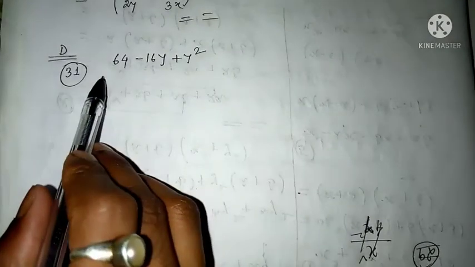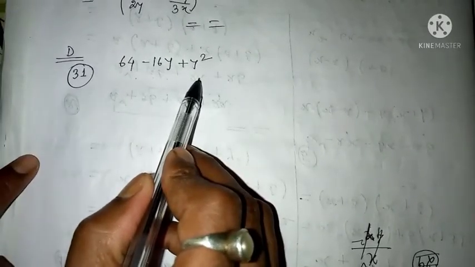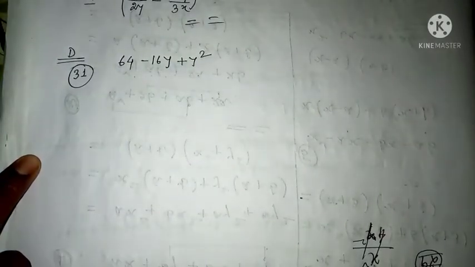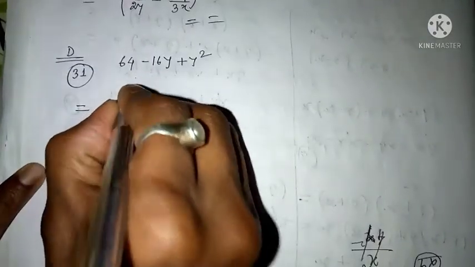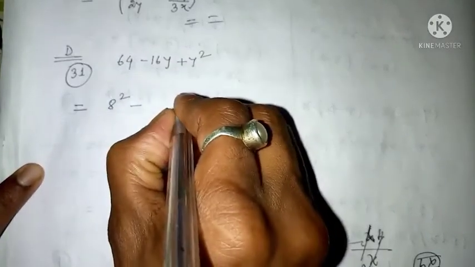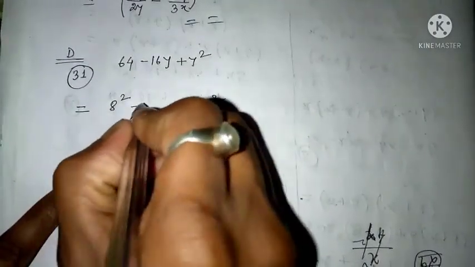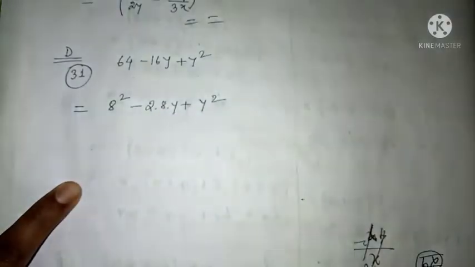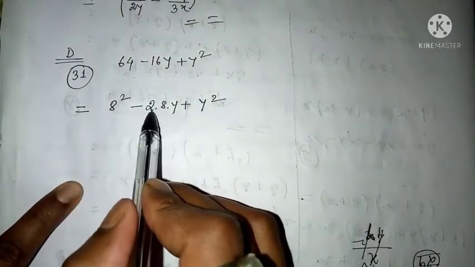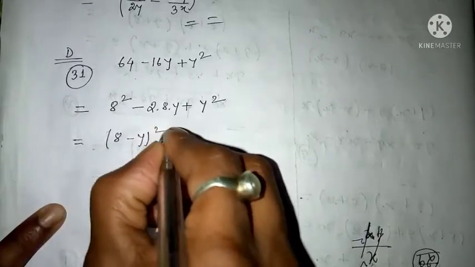Now see, this is our 31st number question. It is 64 minus 16y plus y square. Now we have to find the square root. First of all, this 64 means can I write 8 square, minus 16y, plus y square. Now see here, 2 times the first term into this term: 8 square is 64, 2 into 8 is 16y, y square no change. Now this one, can I write (8 minus y) whole square.